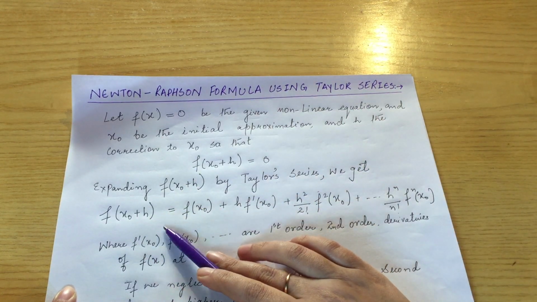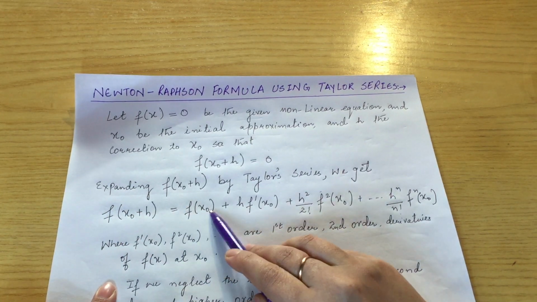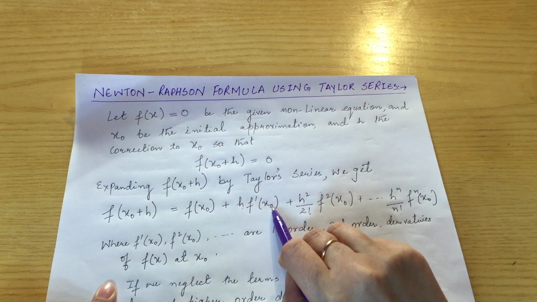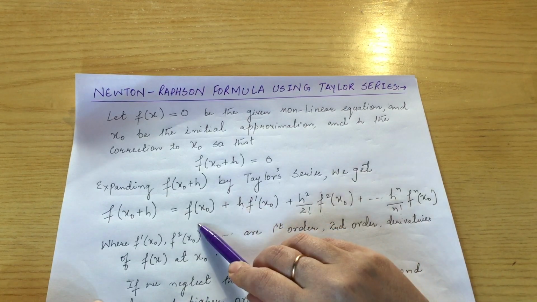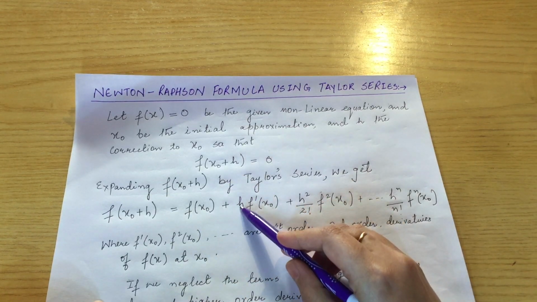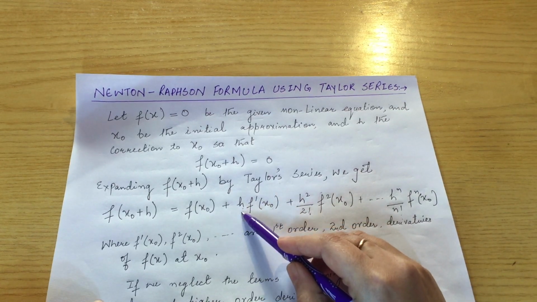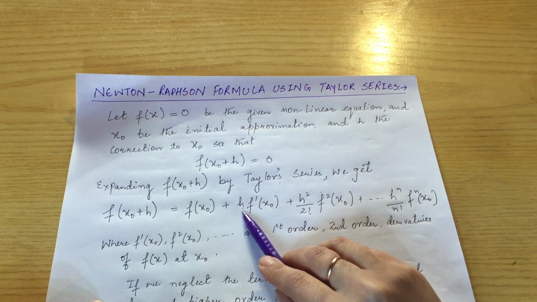When we expand it using the Taylor series, this will be equivalent to f of x0, the first term, plus h f dash of x0, where this f dash is the derivative of the function. So it will be equivalent to h f dash of x0, and h divided by 1 factorial. 1 factorial is equivalent to 1. Therefore, I am not writing here 1 factorial.